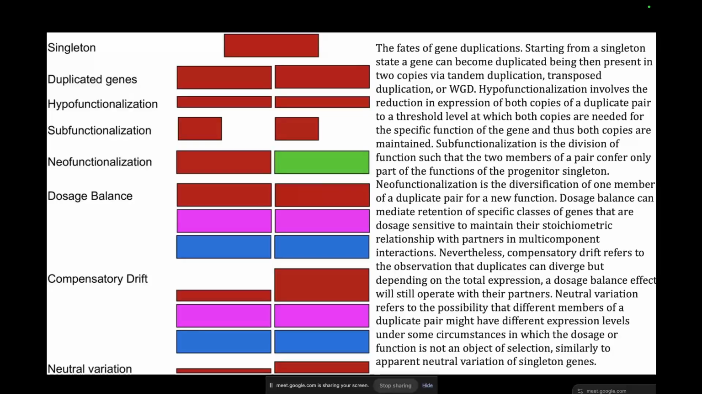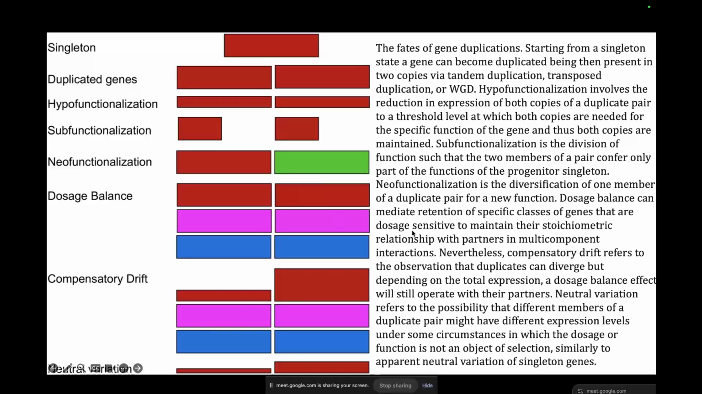Neofunctionalization, as I said, happens when the duplicated gene has a separate function altogether. It is not similar to the original gene. Right. Yeah, that is neofunctionalization.